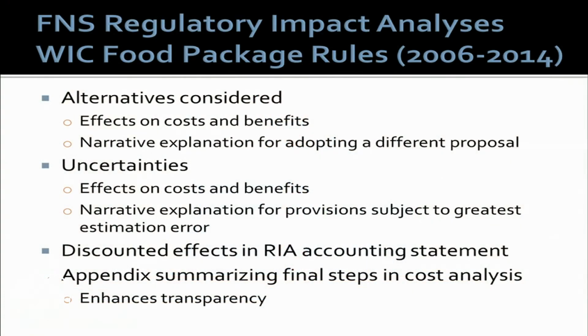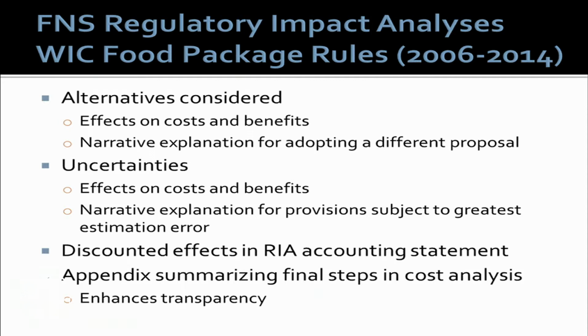This is just a continuation of the last slide. Alternatives, I discussed this a minute back, but an example from the final rule published in 2014: the agency considered limiting yogurt as a fluid milk substitute just to fully breastfeeding women. So that's the kind of alternative that was considered in the regulatory process, ultimately rejected in favor of the final rule, but was costed, the impact was estimated in the final impact analysis.